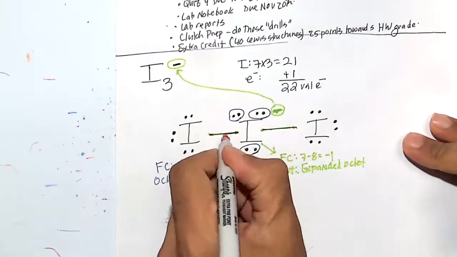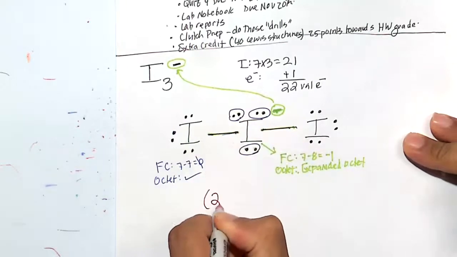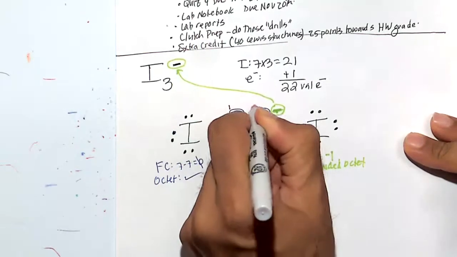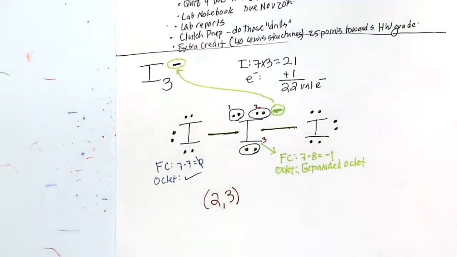We have here 1 bond, single, 1 bond, single, so that's 2 bonds, and 1 lone pair, 2 lone pairs, 3 lone pairs. 2 bonds, 3 lone pairs. Everyone see that? 2 bonds, 3 lone pairs. So get table 10.